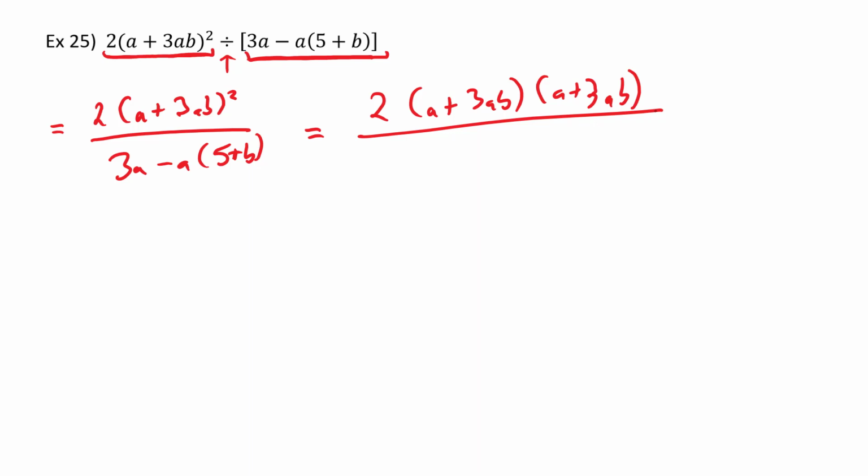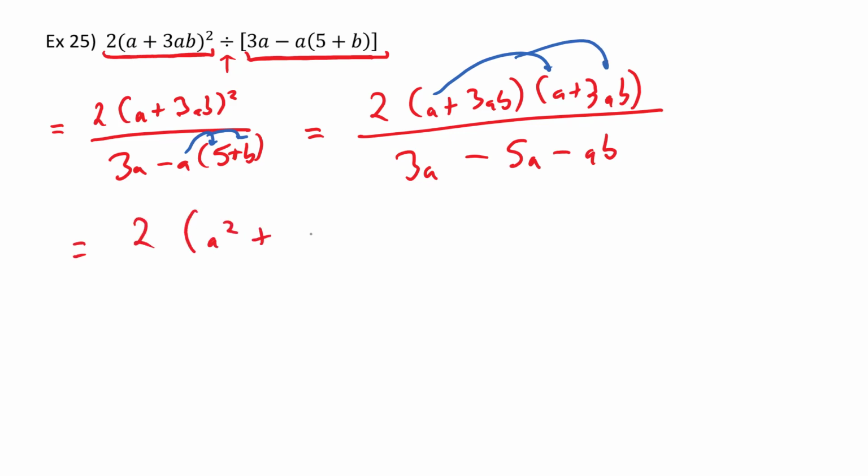On the bottom here, let's work on that one. Distribute that there and there. 3a minus 5a minus ab. Now let's FOIL the top. First, outside, 2a squared plus 3a squared b. And then we do inside, and we do the last. Plus 3a squared b plus 9a squared b squared, all over.